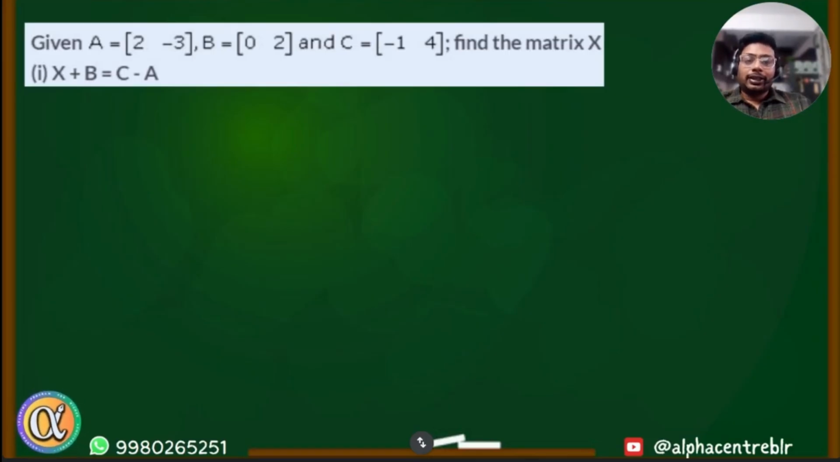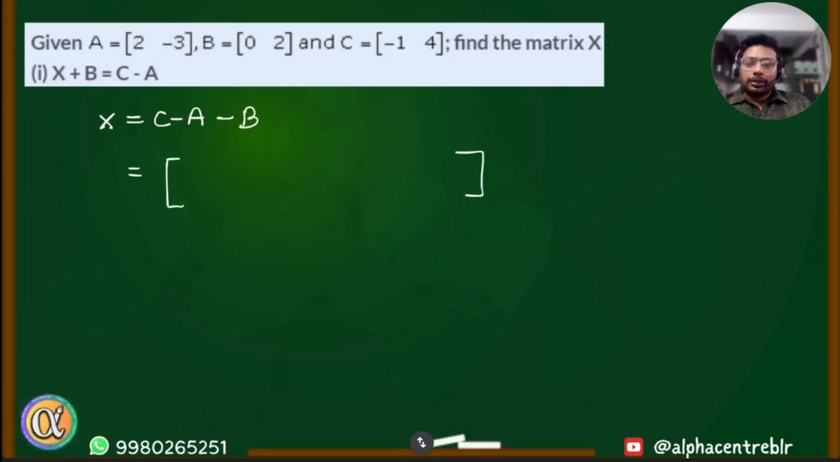So we need to find X, which is a matrix here. So we can put B that side. Yes, so that's how we do it. We can just take B to the other side. Therefore, X would be, yeah, we just need to do this operation. So it's C minus A and minus B.